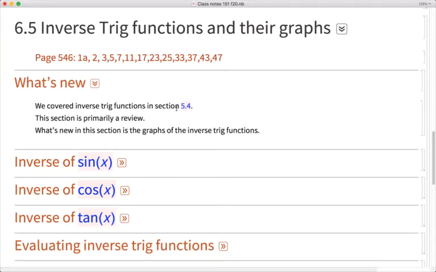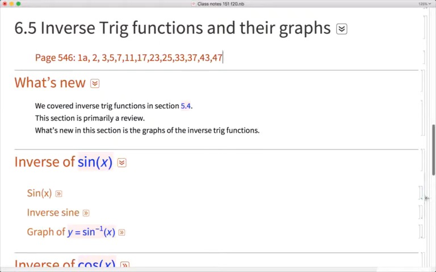Okay, and again, we're only going to look at the starters here. We'll be looking at inverse for sine, cosine, and tangent, and probably not look at inverse secant, and definitely not look at inverse cosecant or cotangent.